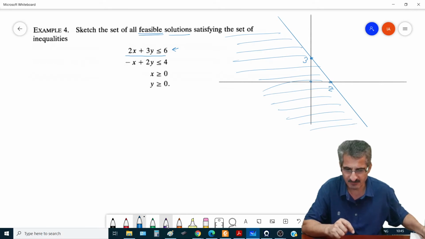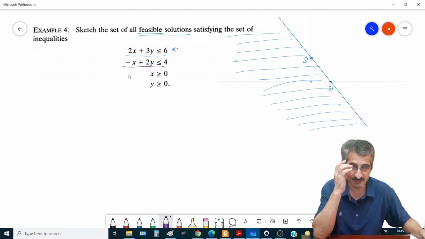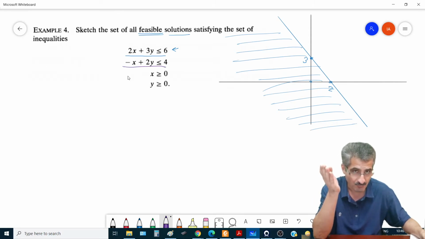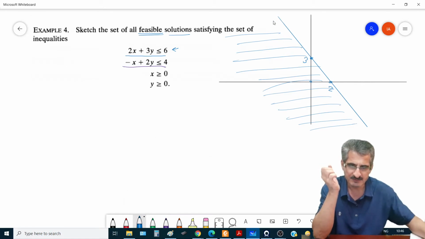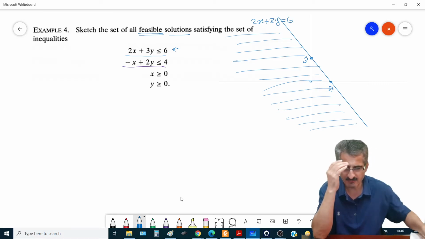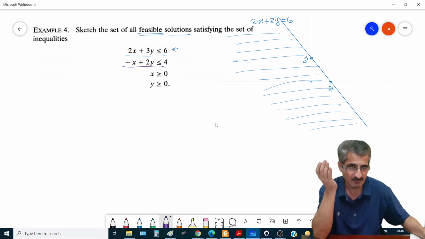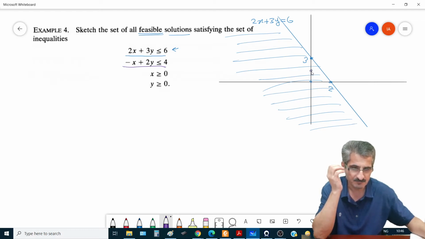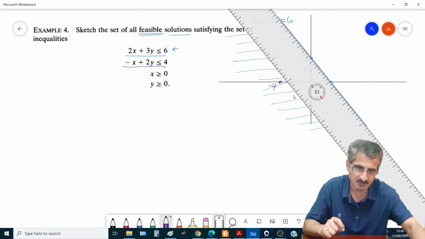Done? Okay. Let's do the same thing for this line. This line, if we take the x-intercept, is 2y equals 4. So let me go back and just write, this was 2x plus 3y equals 6. Now I will draw minus 2x plus 2y equals 4. The y-intercept is 2. The x-intercept is negative 4. Right? Yes. Negative 4. And let us draw the line.